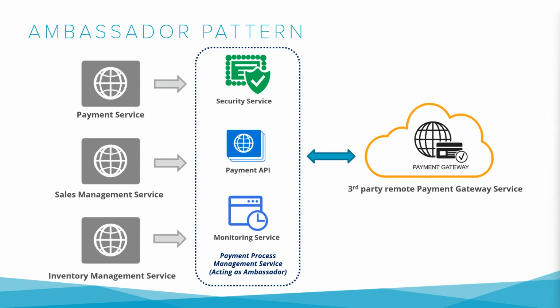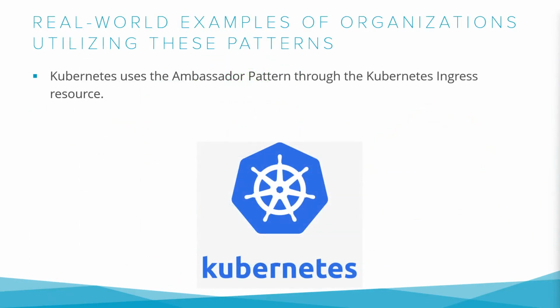Then, let's see where this pattern is being used the most. Kubernetes, the well-known open container orchestration platform, uses the ambassador pattern through the Kubernetes ingress resource. The ingress acts as an ambassador, managing external access to services within the Kubernetes cluster, handling load balancing and routing based on rules that are defined in the ingress resource.